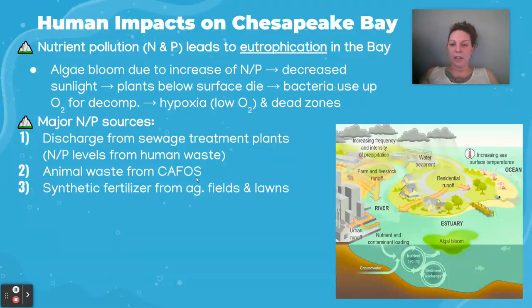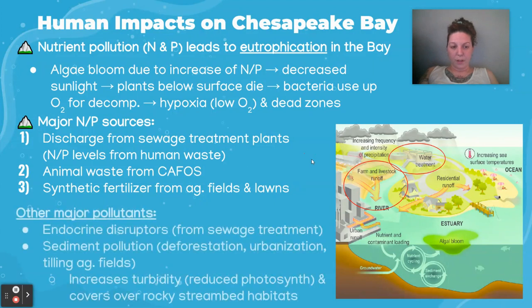So a lot of times they will have what they call manure lagoons, which can overflow, or if they're not lined well, can seep into the ground. And then synthetic fertilizer from agricultural fields and lawns. We've already kind of talked about that. So the main sources here are going to be human waste and then agriculture. There you go. Some other big pollutants, endocrine disruptors.